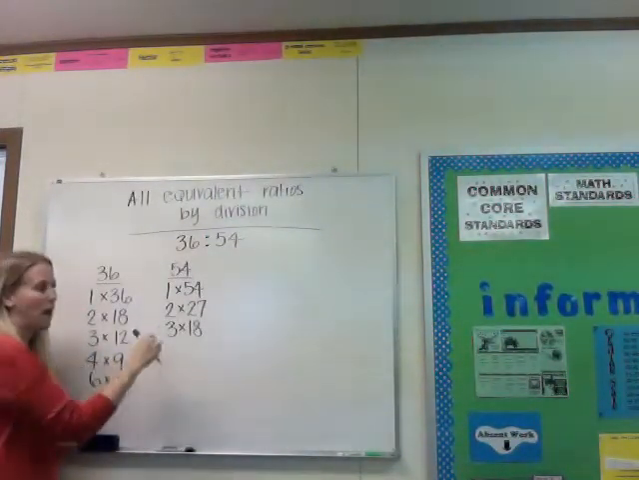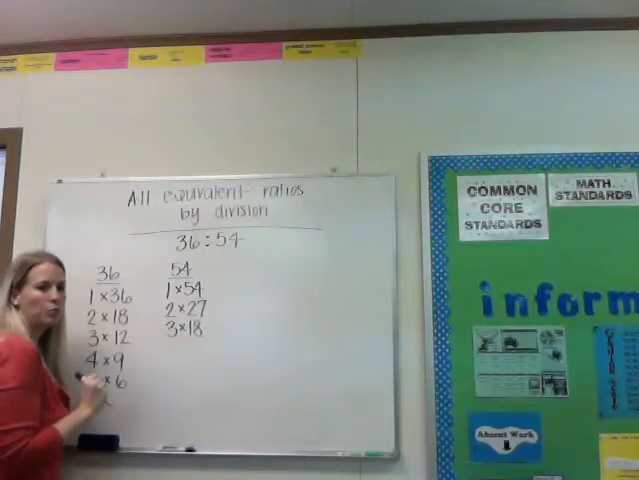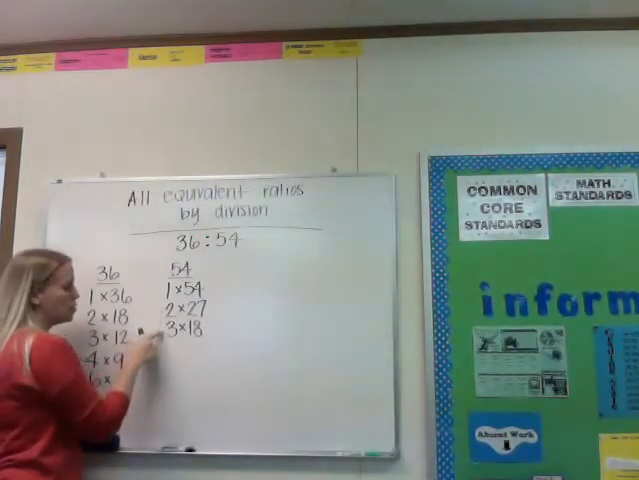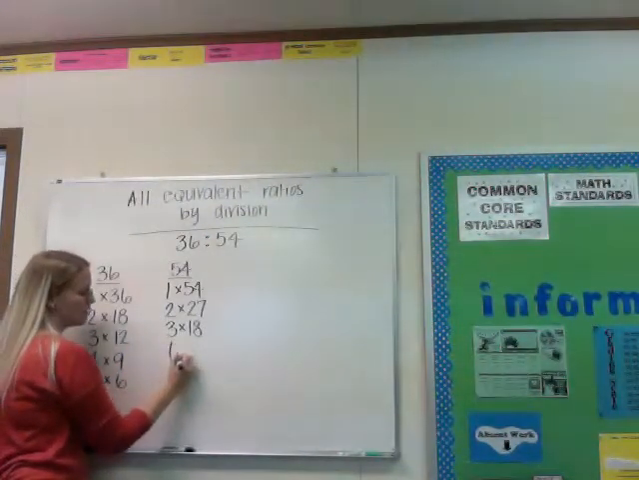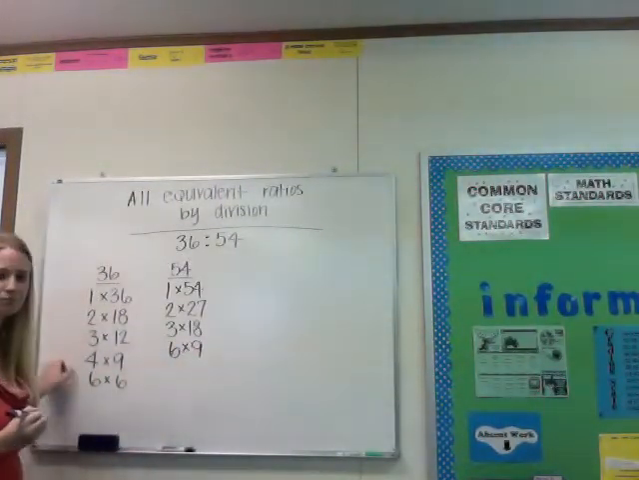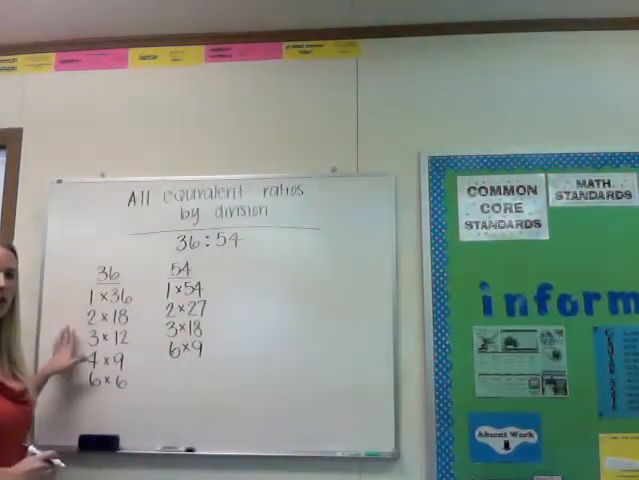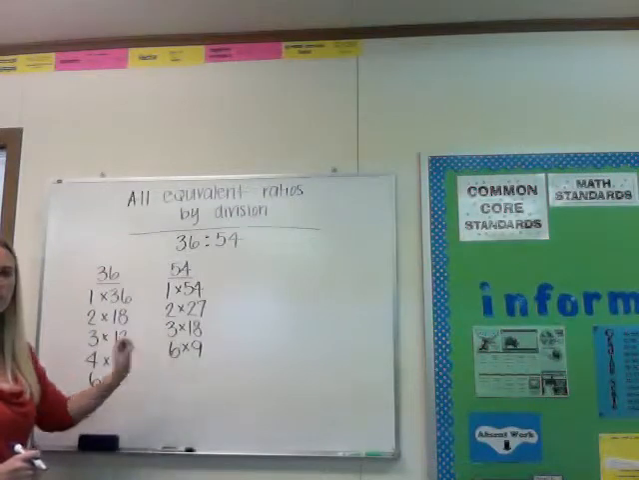Now we're going to try 5. Because this last number is not a 0 or a 5, 5 will not work. So we're going to move on to 6. Because 2 and 3 are listed, 6 needs to be listed also. 6 times 9 is 54. And I know 7 nor 8 work. So here's all the factors of 36, and here's all the factors of 54.